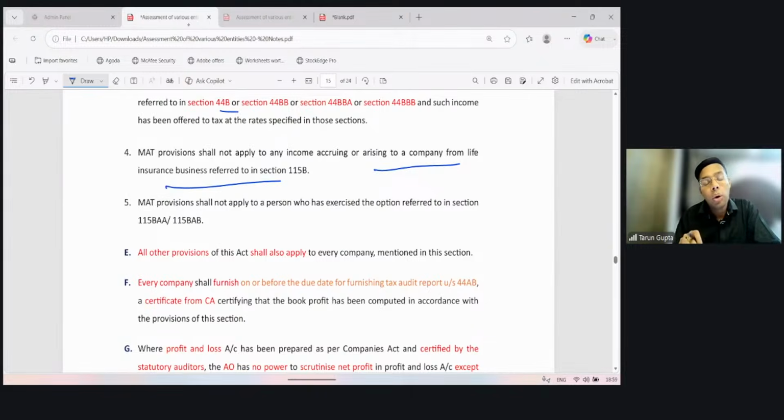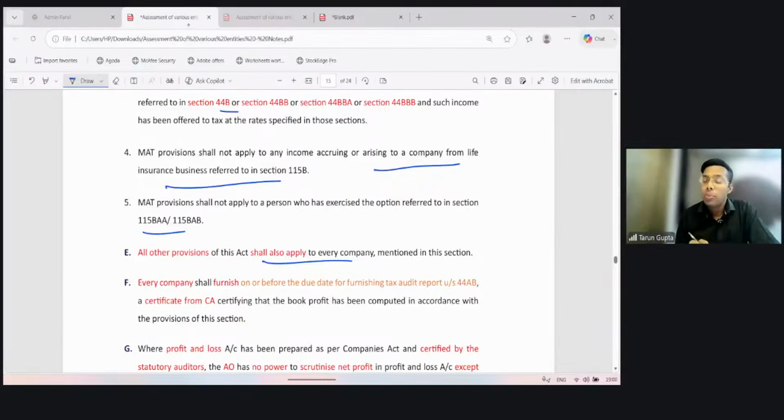MAT provision, as we discussed, is not applicable to a company which opts for 115BAA, the new tax regime at 22%, or 115BAB, the 15% concessional tax rate for new manufacturing or electricity generation companies. All of the provisions of the Act shall apply to every company mentioned in this section. Even if MAT is applicable, you are required to pay advance tax. If advance tax is not paid, you are required to pay interest under section 234A, B, C, as the case may be. Okay. So all of the provisions shall equally apply to you, even if you are paying tax under section 115JB and not under the normal provisions.